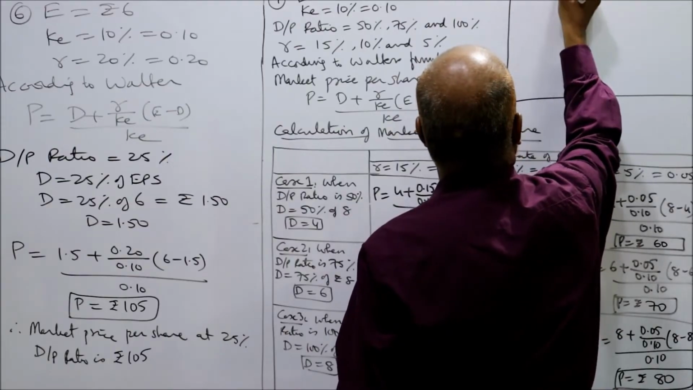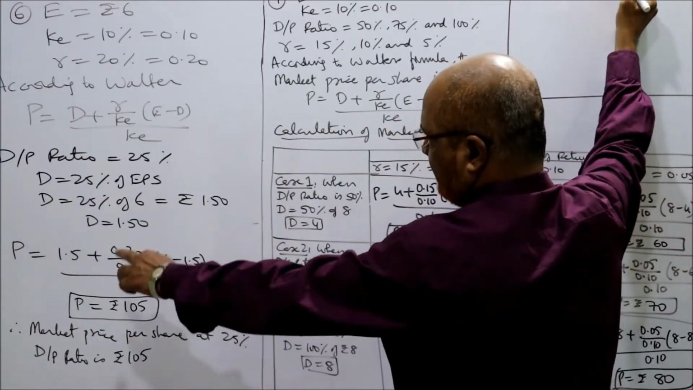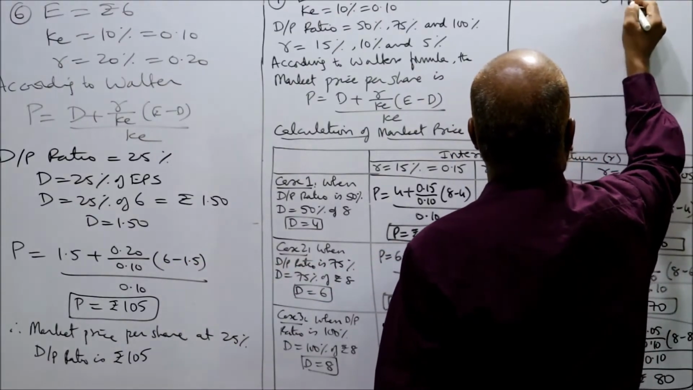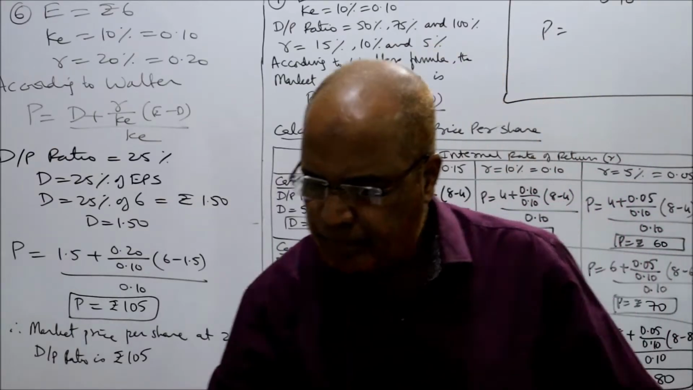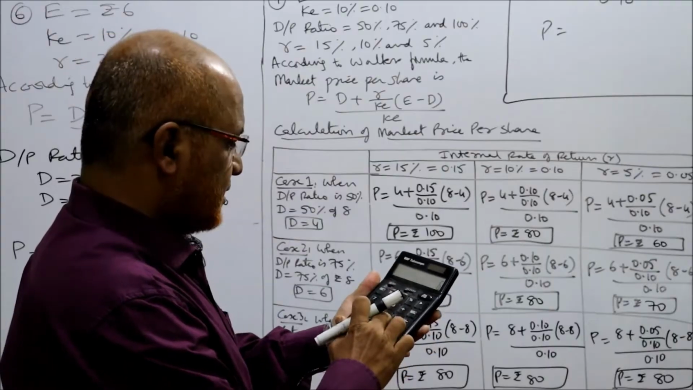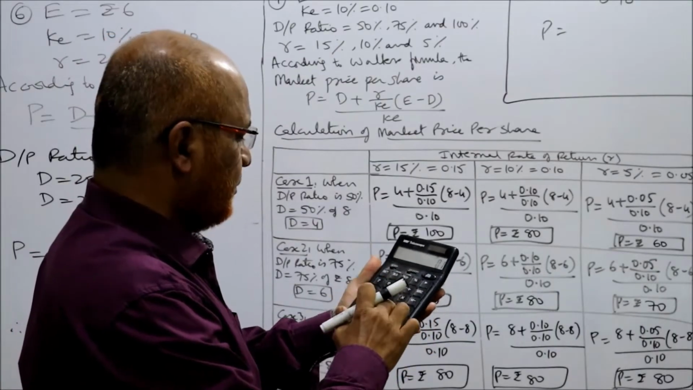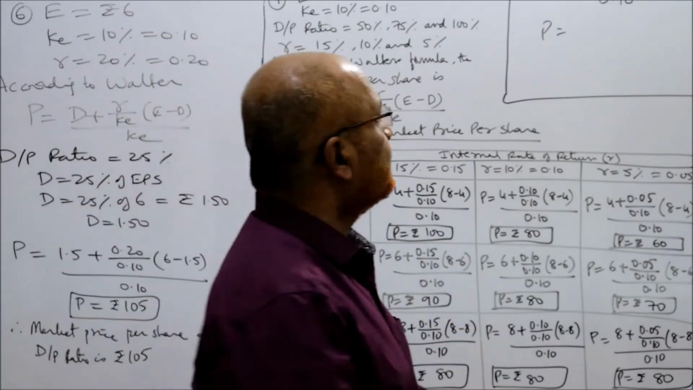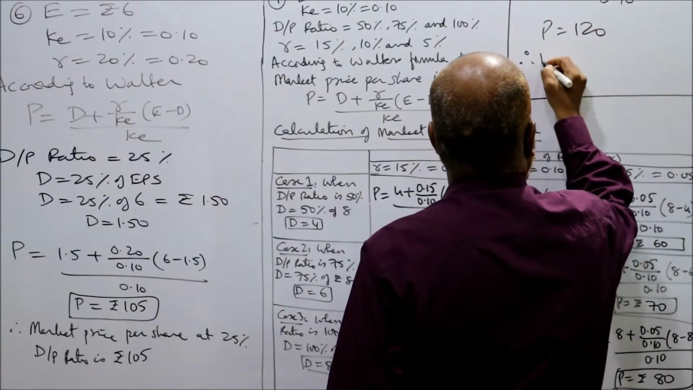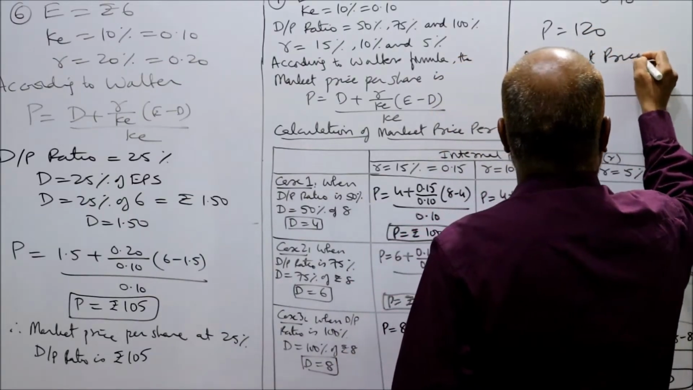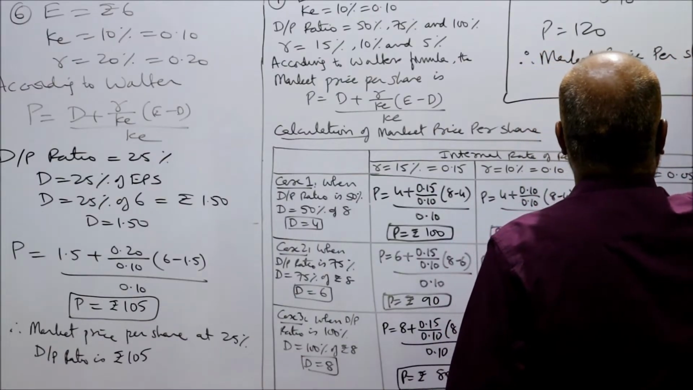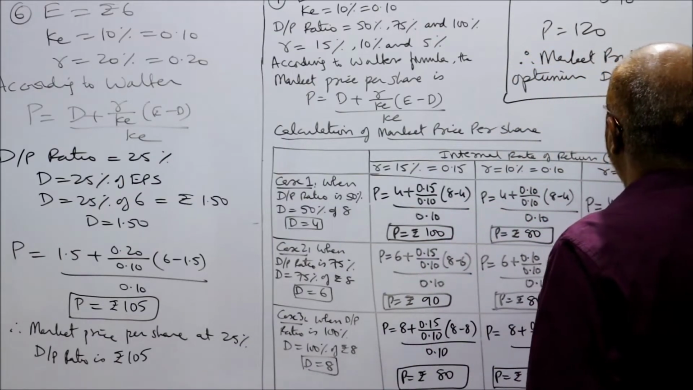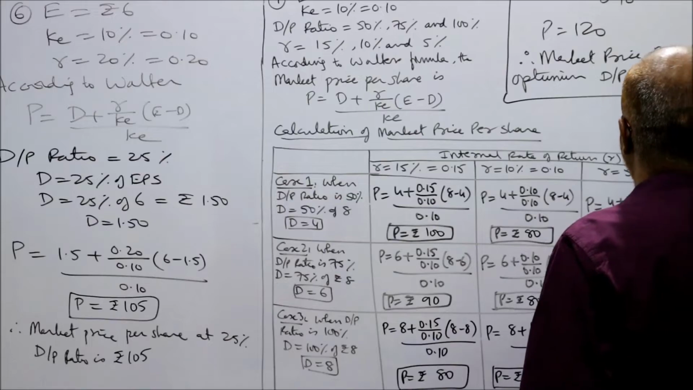D is equal to 0, P is equal to 0 plus 0.2 divided by 0.1 into 6 minus 0 divided by 0.10. P is equal to 6 into 0.2 divided by 0.1 plus 0 divided by 0.1. So it comes to 120 rupees. Therefore, market price per share at optimum DP ratio is rupees 120. That's all.